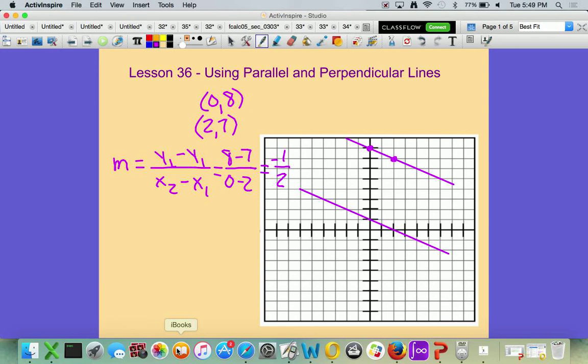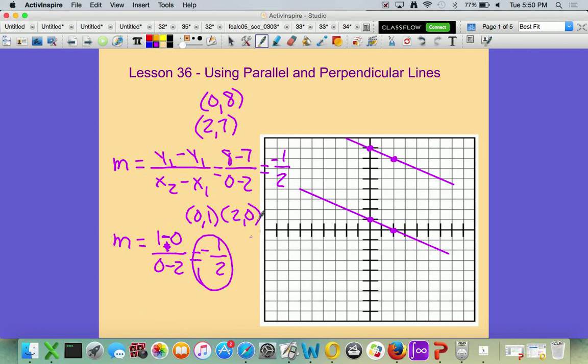Now, if these are parallel, the slope would have to be the same for the second one. So I'm going to pick out 2 points here. I'm going to pick out that one and that one. My 2 points for this would be 0, 1 and 2, 0. Same concept, we've got to find the slope. 1 minus 0 over 0 minus 2. So our slope there would be negative 1/2. Since these slopes are the same, then these are parallel lines.